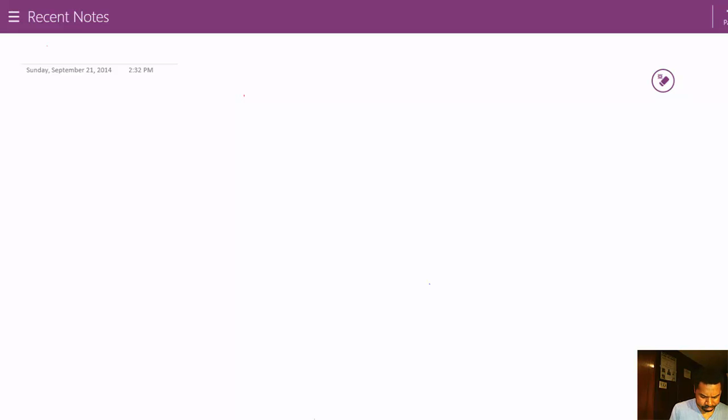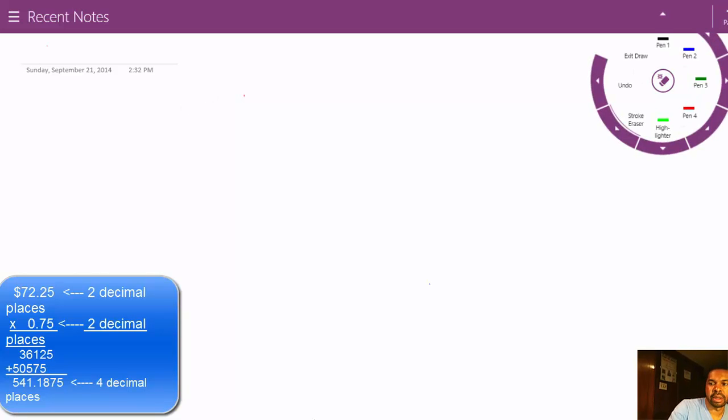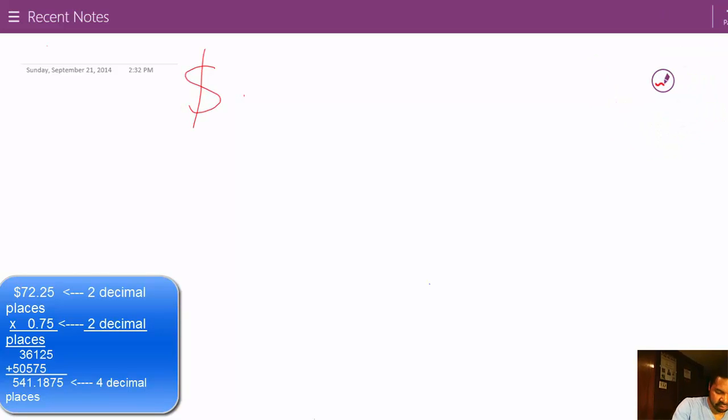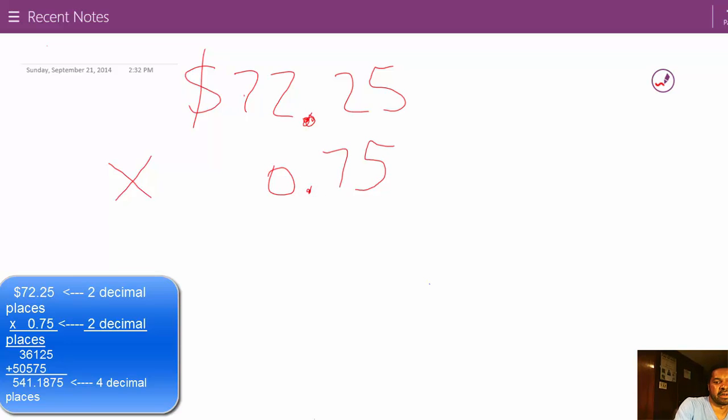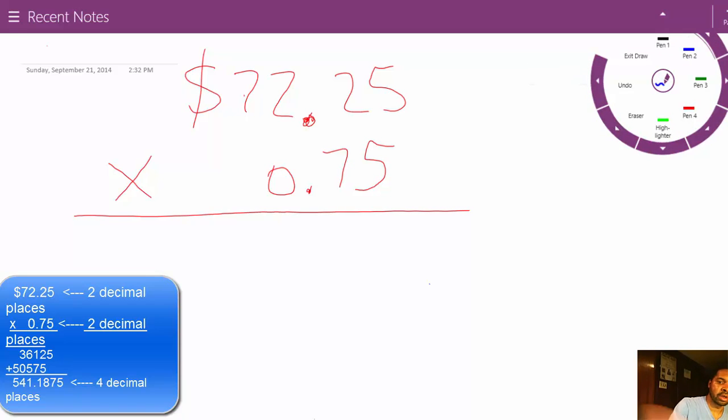So we want to find out what the product of, let me get my pen. You want to find out what the product of $72.25, and that's been multiplied by 75 hundredths.